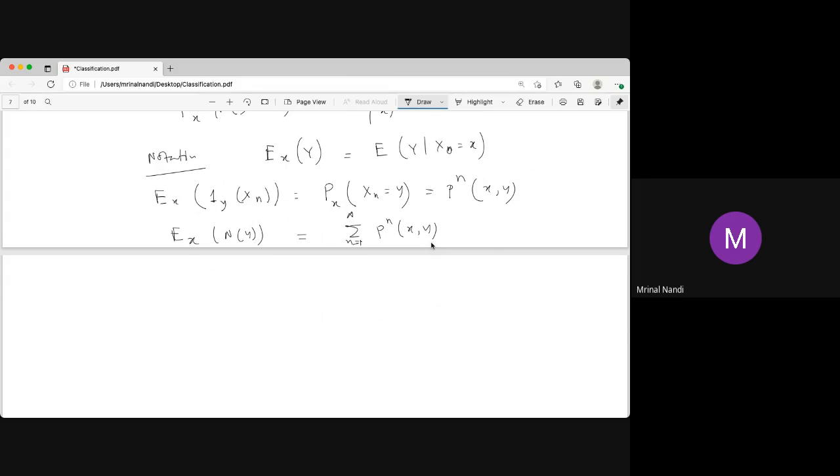Remember that Ny is not a constant number. It is a random variable. Ny may be 5 with some probability, Ny may be 9 with some probability. So how many times it will reach y is a random variable. Remember that.